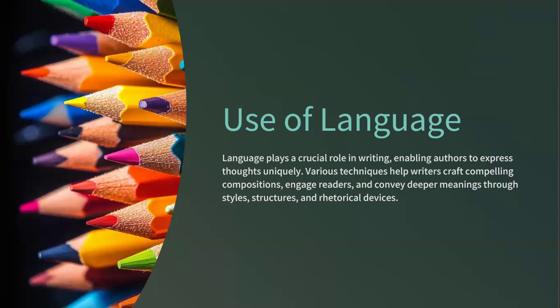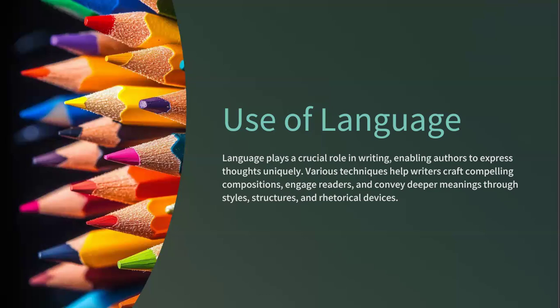For example, in a formal essay, the use of language would be precise, clear, and academic, while in a story, it might be more descriptive and emotional to draw readers in. If someone is writing to persuade, they might use strong, convincing words and rhetorical questions. If they are trying to entertain, they might use humor, vivid details, and playful language.